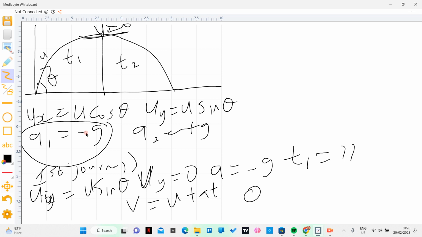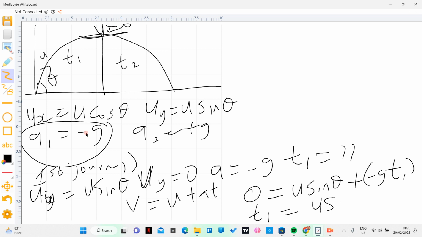Slotting all your values, you have your v to be 0 from here, vy. Then you have your u to be u sine theta, plus your acceleration, which is minus g, times your t1. Making T1 the subject of the formula, you are going to have T1 equals u sine theta all over g. When you do the maths, you are going to get this. So that means your T1 is equal to u sine theta over g.